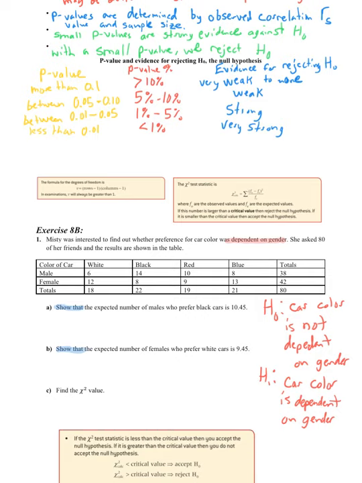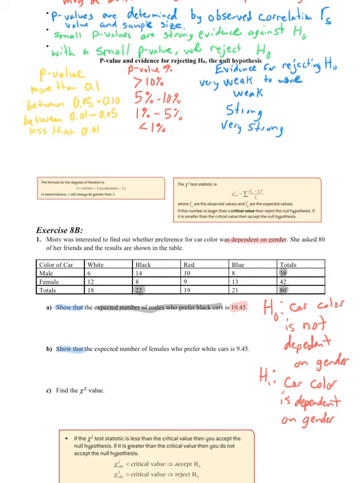So what we need to do for this one is to show the expected number of males who prefer black cars is 10.45. So it's giving us an expected value. It's saying the answer is 10.45. We just need to prove it. You're looking at males who prefer black cars. So we're going to need the total number of black cars, and we're going to need the total number of males. Those are the two things we need. And last but certainly not least, we need the total.